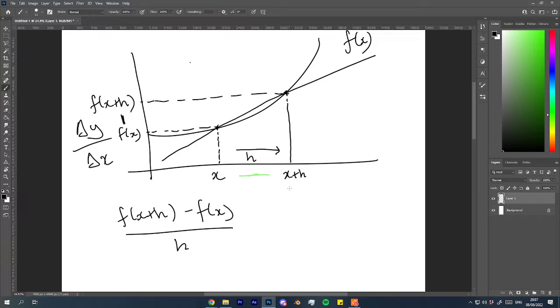Now as h approaches nothing, as it gets smaller and smaller, our gradient becomes smaller as well, but it approaches the singular point of x.